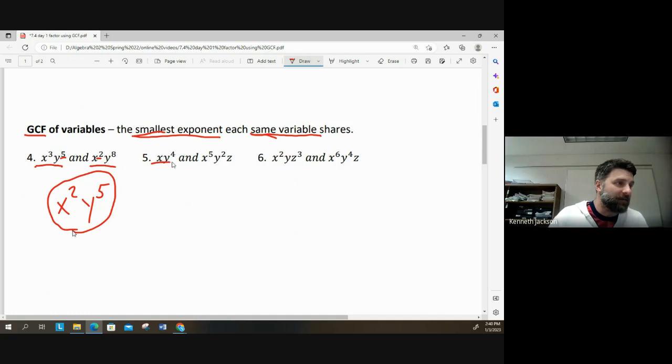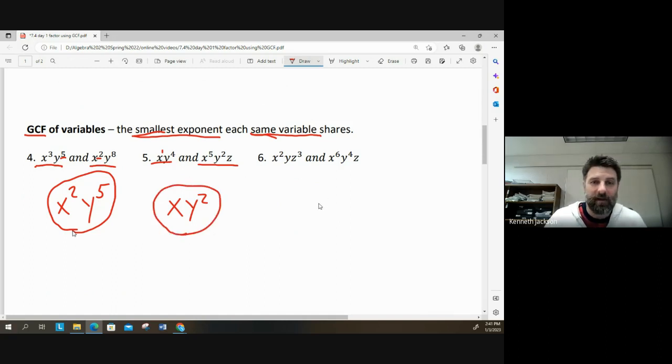On our second example, between x y to the fourth and x to the fifth y squared z, they both share an x, and x to the first is the smallest. They both share a y, and y squared is the smallest. They do not both have a z, so the GCF is x y squared. On the next one, I'm looking for the smallest exponent between the same variables. So x squared and x to the sixth, x squared. Y and y to the fourth would be y. Z to the third and z would be z. So x squared, y z.